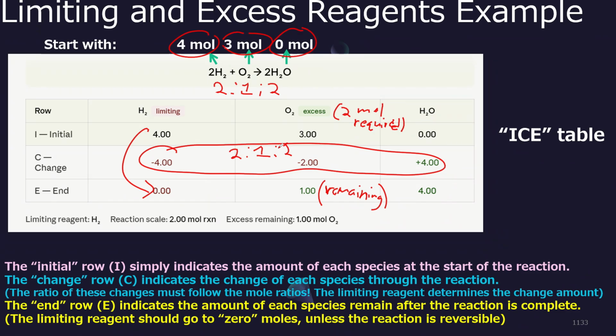All right, now the end row, E, indicates the amount of each species remaining after the reaction is complete. The limiting reagent should go to 0 for sure, 0 moles, 0 atoms, unless the reaction is reversible. Sometimes we have what's called an equilibrium situation, where there'll still be some reactants remaining. That's also why this is called an ICE table. E often stands for equilibrium as well, which is another end state of a chemical reaction. But we'll talk about that in the next chapter.